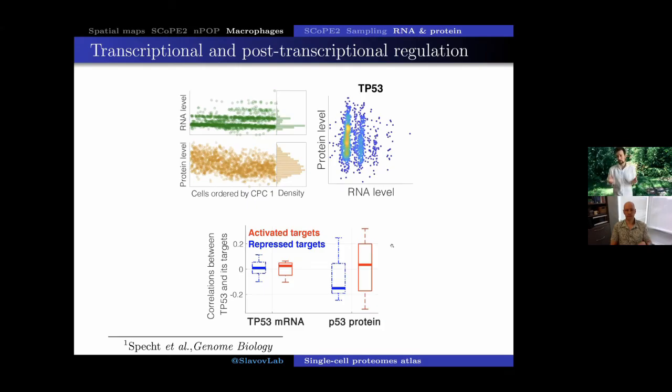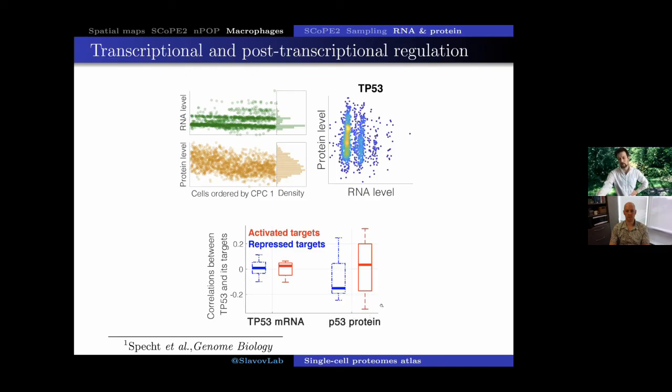Now, it was particularly interesting to look at p53, which is a protein that shows very little correlation, if any, between the RNA and the protein level. And then we could go one step further, and ask whether the transcription factor p53 can predict the abundances of its target messenger RNAs, either those that are activated by p53 or those that are repressed. What we found is that the p53 messenger RNA is not informative, cannot predict the activity of the transcription factor, while the protein abundance of p53 was informative, at least for the abundance of the repressed targets of the transcription factor.